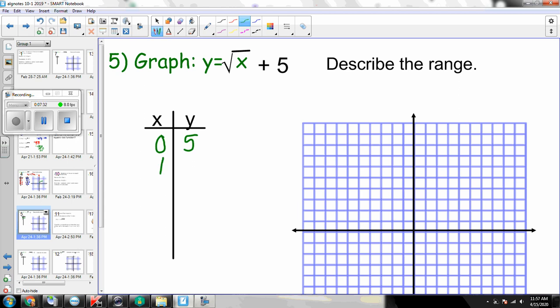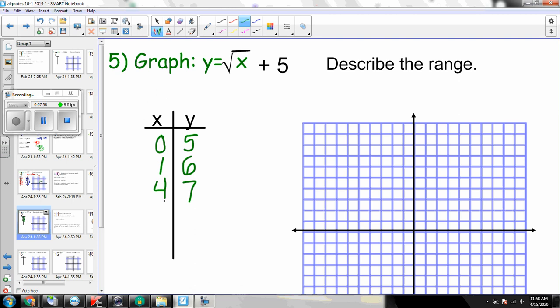I'm going to try 1 next. The square root of 1 is 1. 1 plus 5 would give me a y value of 6. I'm not going to do 2 or 3. I'm going to go right to 4 just because I like to graph whole numbers. I'm going to put 4 in here. The square root of 4 is 2. 2 plus 5 would give me a y value of 7.